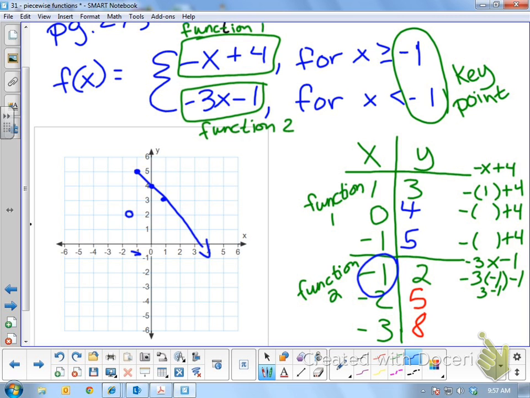So now we plot the rest of our points. -2, 5. -3, 8 will go off your graph. That's okay. And then we always start from the key point, -1. Then we have to travel through the other points.